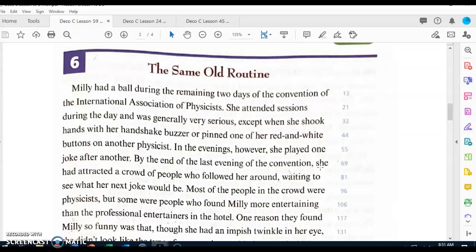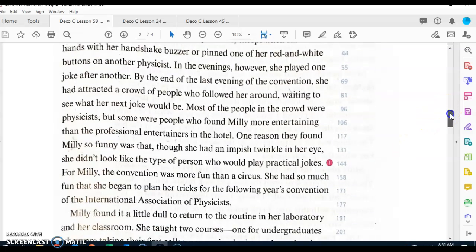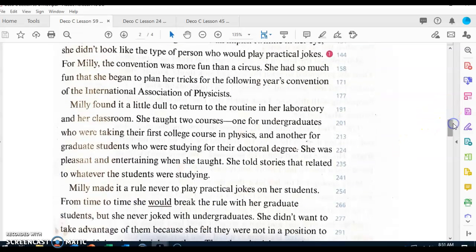Most of the people in the crowd were physicists, but some were people who found Millie more entertaining than the professional entertainers in the hotel. One reason they found Millie so funny was that though she had an impish twinkle in her eye, she didn't look like the type of person who would play practical jokes.